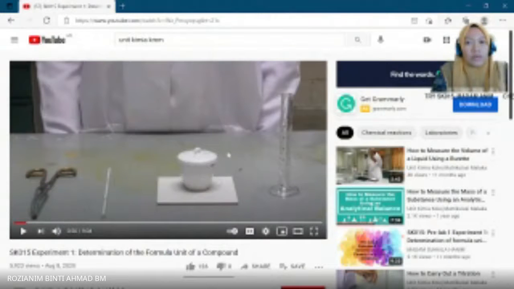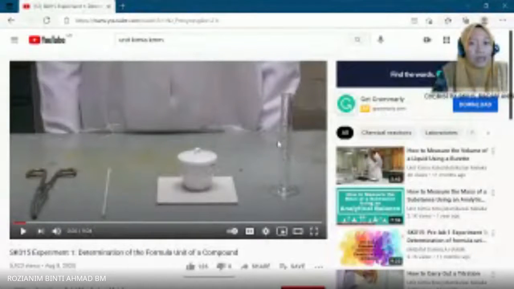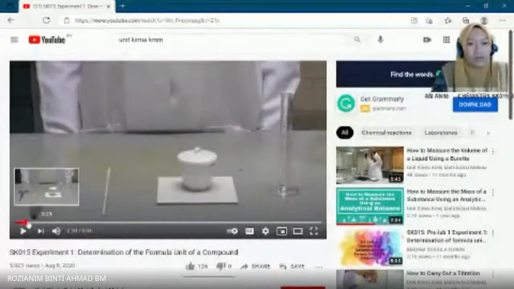With the crucible and lid together, if in your pre-lab writing you did not draw the lid, it means the mass you recorded is only the mass of the crucible. But if you label the lid together, the mass should be crucible plus lid together. And this is our solution, hydrochloric acid, and we mix them together to produce the zinc chloride.